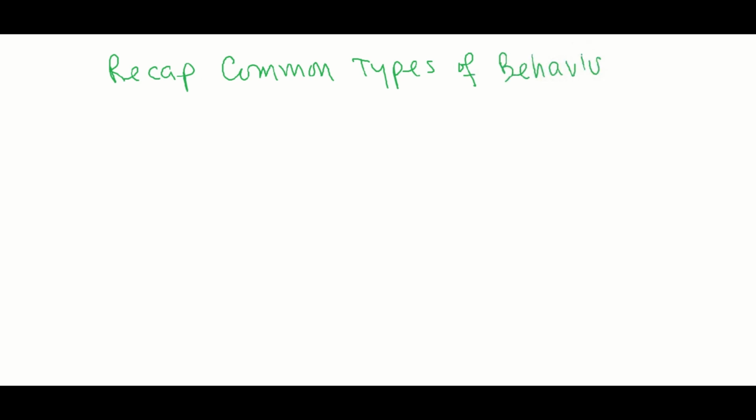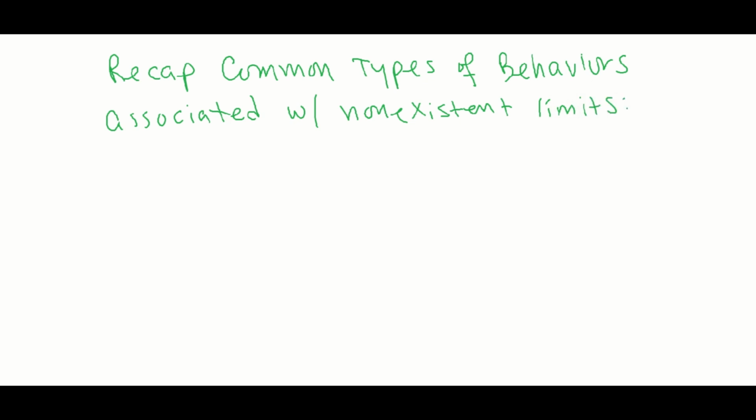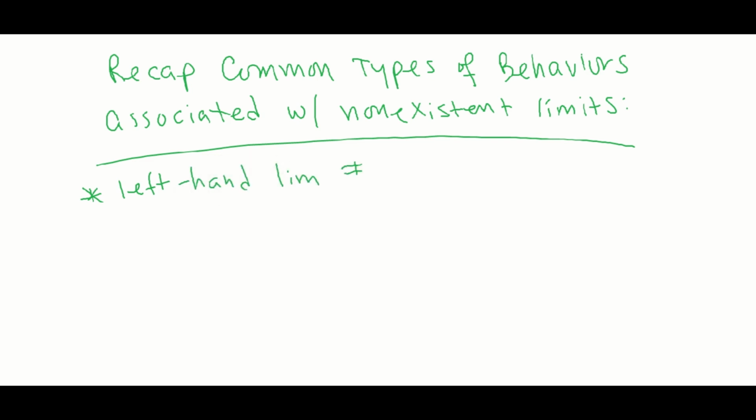So let's recap the common types of behaviors associated with non-existent limits. The first one we covered is when left-hand limits are different from the right-hand limits. And these are also known as one-sided limits.